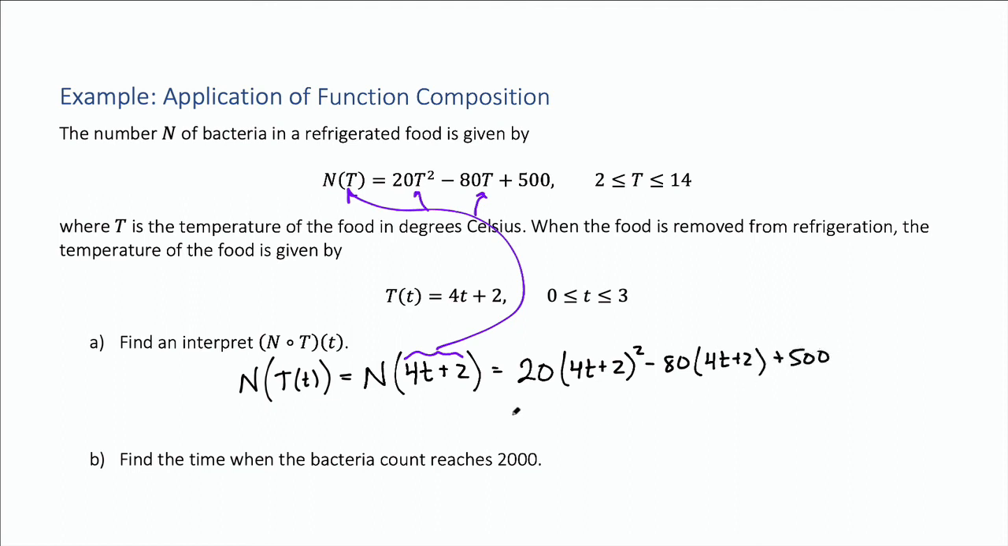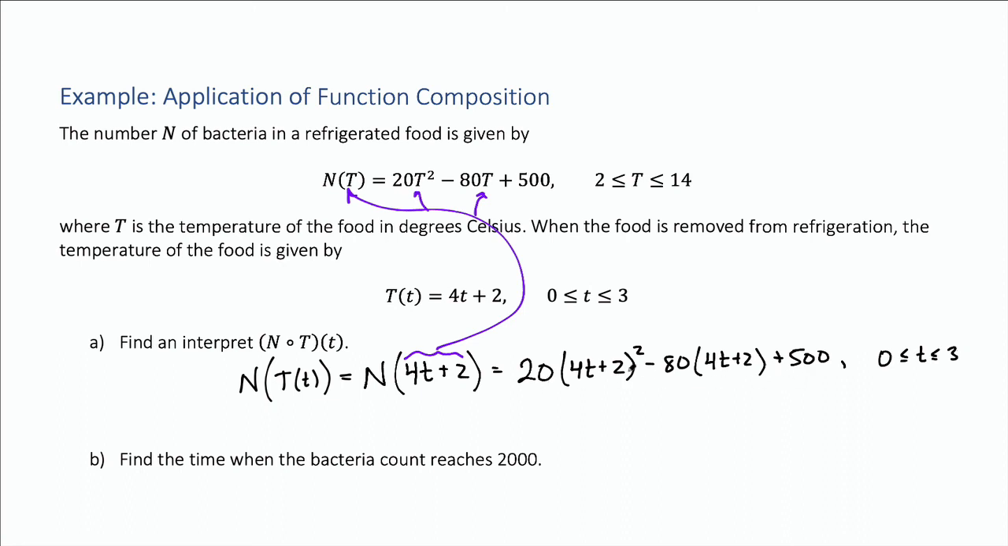Okay, and now we need to make sure that our domain is all lined up. Notice that when t is 0, we get 2 for capital T, so that works out. That ranges up to 3, and when we plug in 3 here, we get 4 times 3, which is 12, plus 2, which is 14. That works out as well, all right? So our domain is still this entire interval from 0 to 3. So there's our composition of functions.